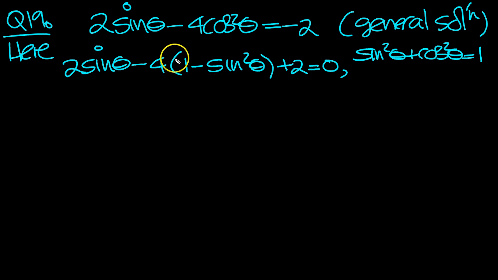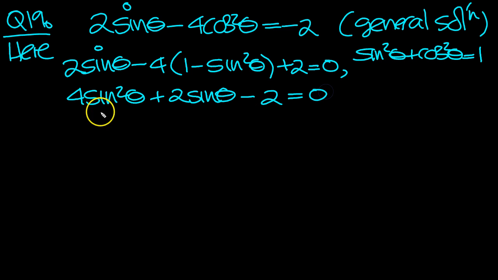So we've got plus 4 sine squared. Then what have we got? 4 sine squared minus 4 plus 2. We've got plus 2 sine theta. Then we've got minus 4 plus 2 is minus 2. Divide by 2 all the way through.